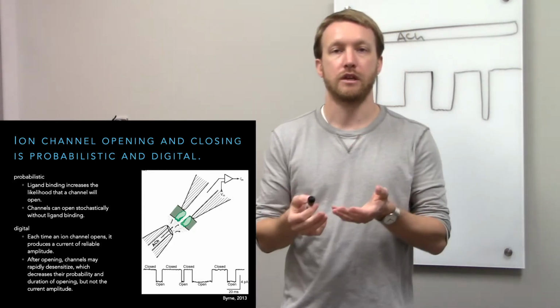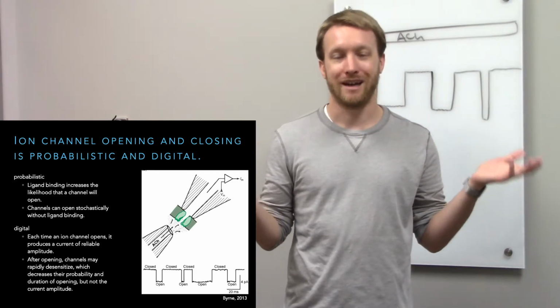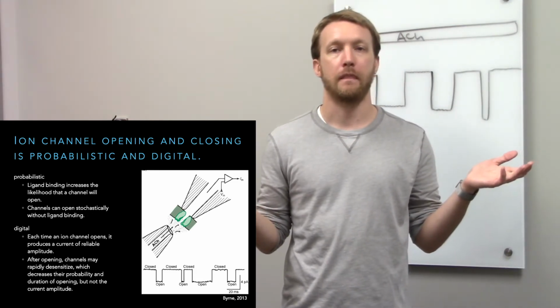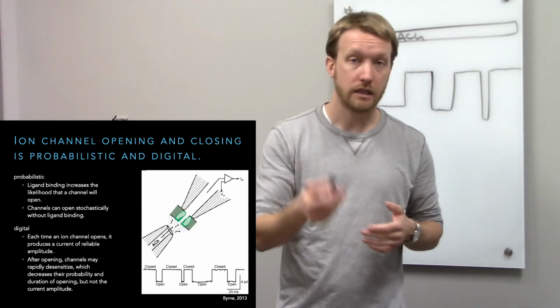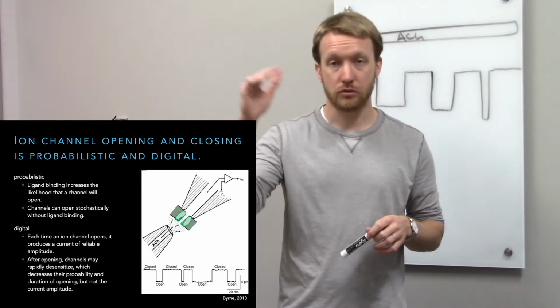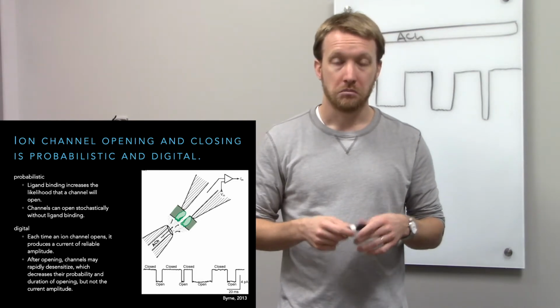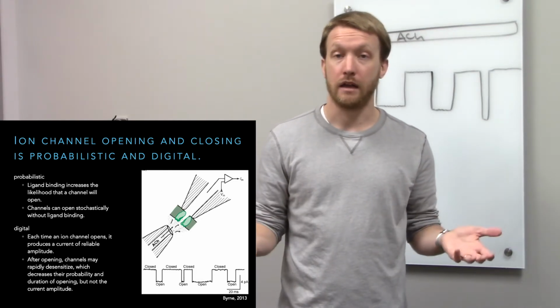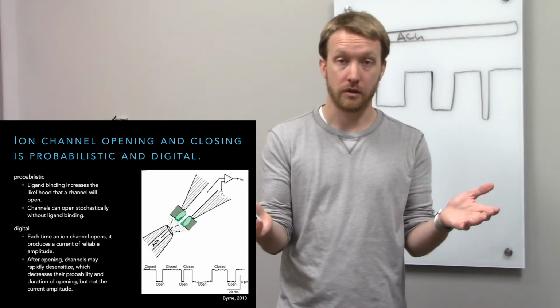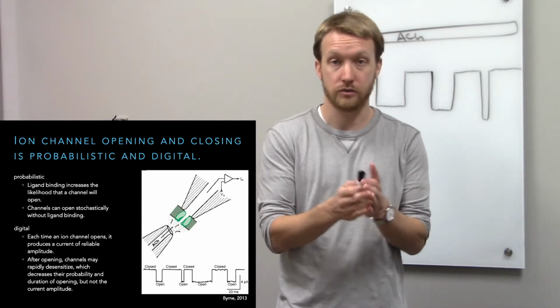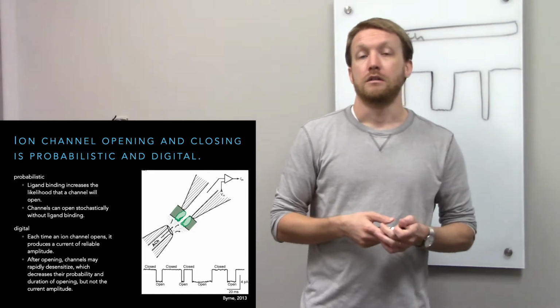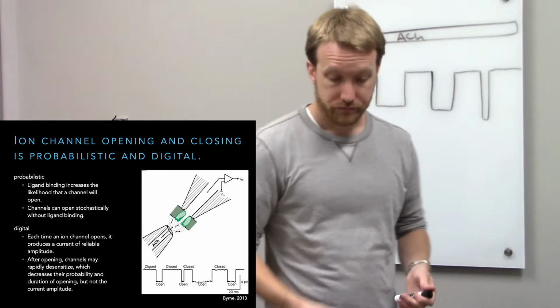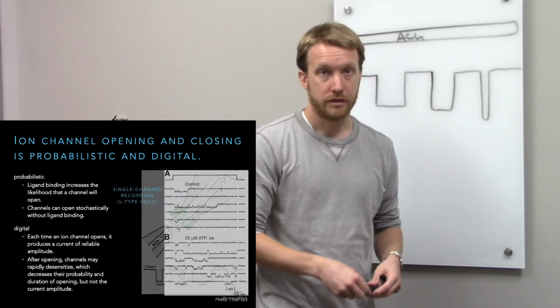It's not that neurotransmitter binds and it opens the entire time that the neurotransmitter is there. It might not even open. And it's also the case with voltage-gated ion channels that once you cross threshold, you might open, you might not. You might open for a very long period of time, you might open and then quickly close, you might open and then quickly inactivate. So it's chance.